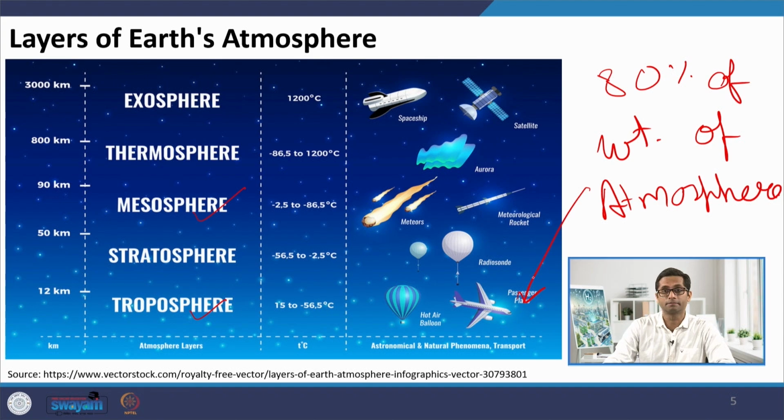which is called the troposphere. So for the sake of simplicity, we'll try to consider that the whole of the atmosphere can be represented by the troposphere. The reason we are doing that is because 80% of the weight of the atmosphere is concentrated in the troposphere, and further, this is the sphere which is of economic importance to us.